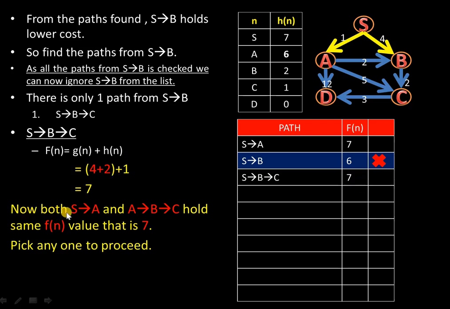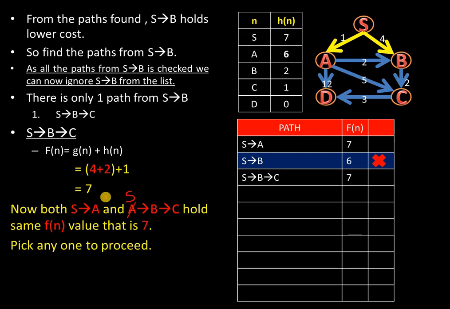Okay, so now both S to A and, not A, here it is not A to B to C, what is it? It is S here, not A. It is S to B to C. I have written here, it is correct.